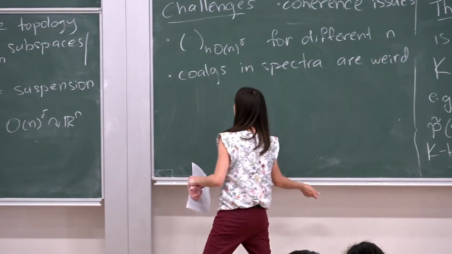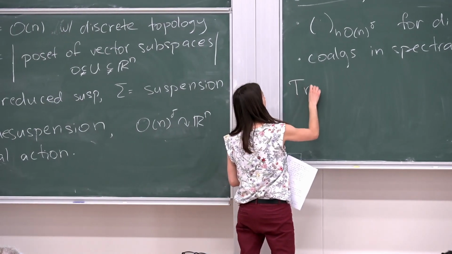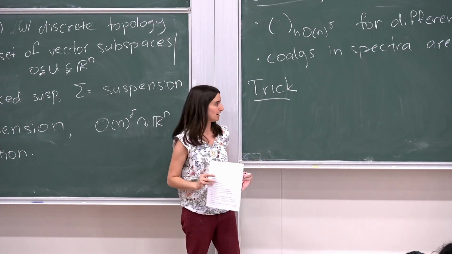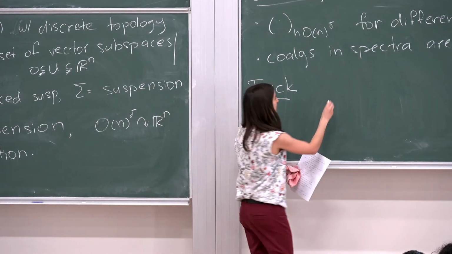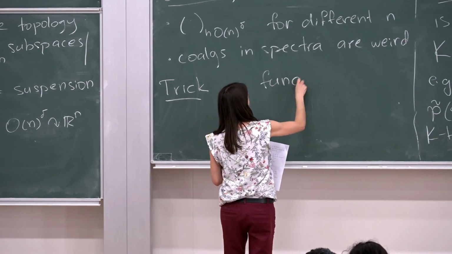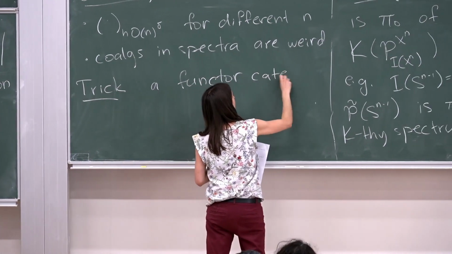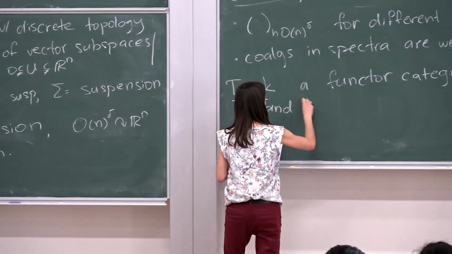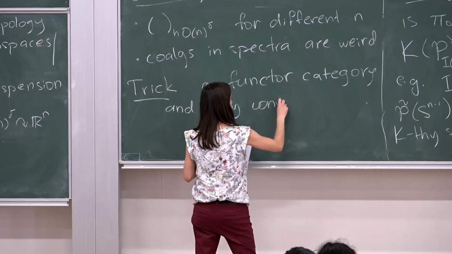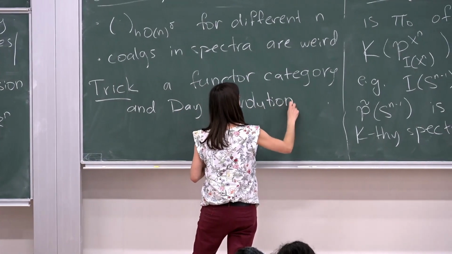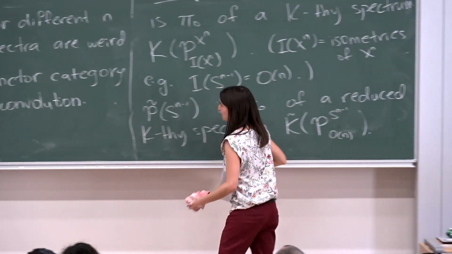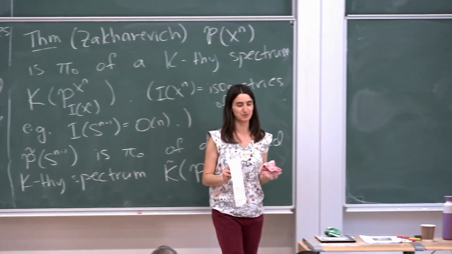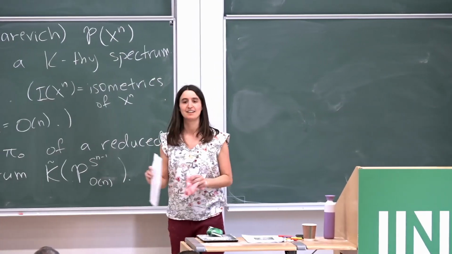And the trick for dealing with this, which was suggested to us by Sander Kupers, is to use a functor category and Day convolution. So for those of you familiar with some of the symmetric monoidal model categories of spectra, this is a really useful trick.